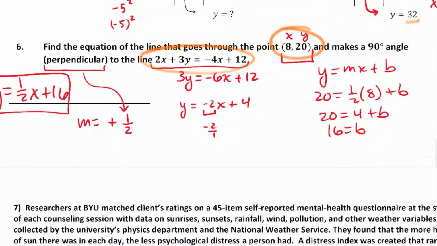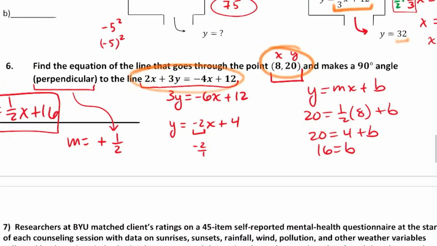Alternately, you could have plugged everything into the point slope formula. And I'll just remind you, it's y minus the y value that you know. So y minus 20 equals my slope, which is 1/2 times the quantity of x minus the x value that I know. That is the same equation.